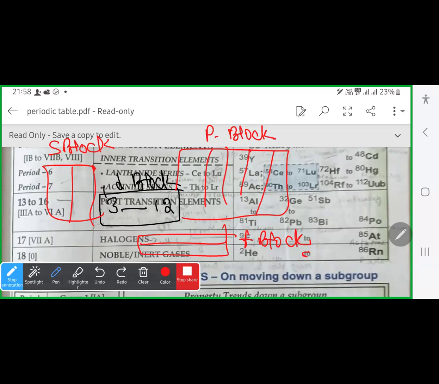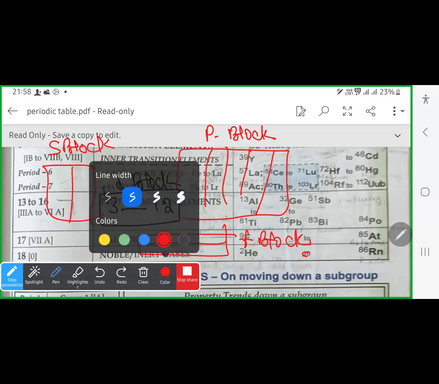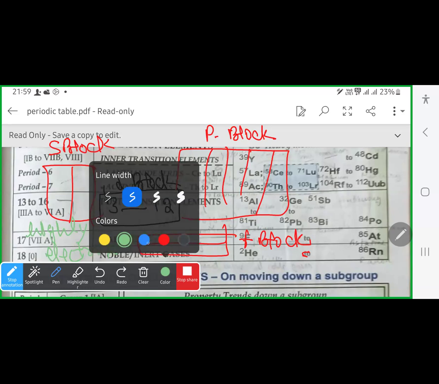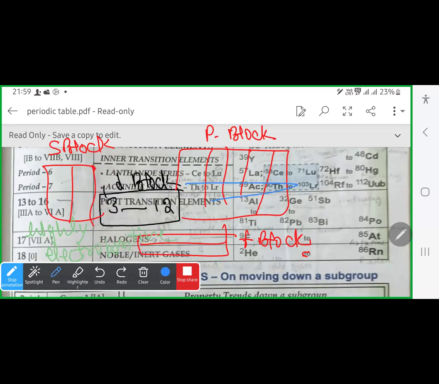So basically, what are S block elements? These are alkali metals and alkaline earth metals. Two groups are there. These are highly electropositive, which means they have a tendency to lose electrons. And the P block elements are highly electronegative. Clear?